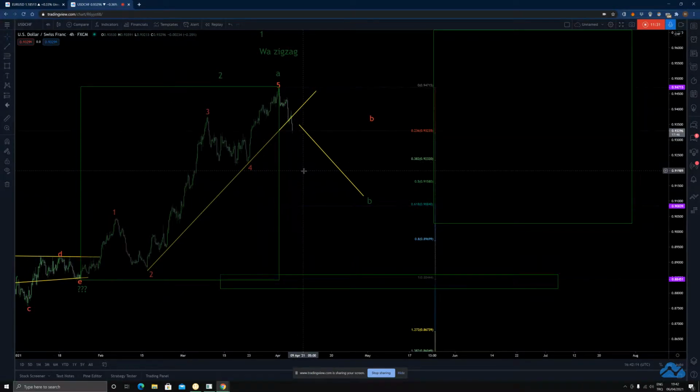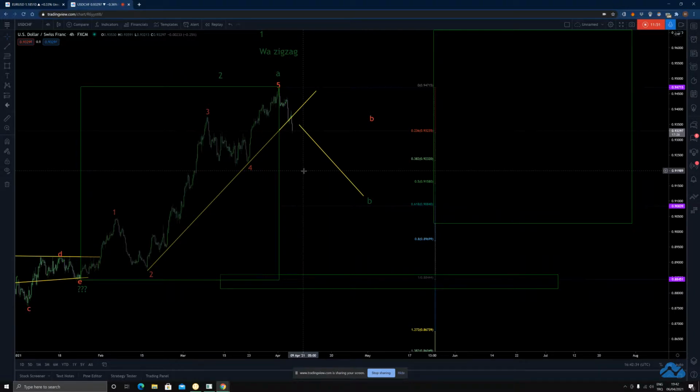This is the type of approach that I usually would like my students to follow, because there is no need to take unnecessary risks where you don't have any clue where the market is going. So I hope this makes sense, guys.